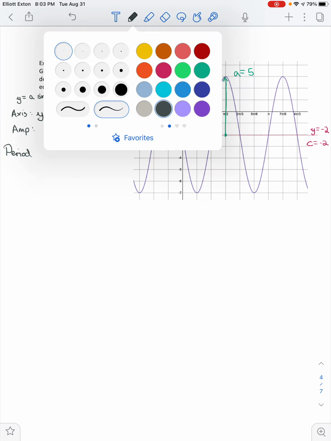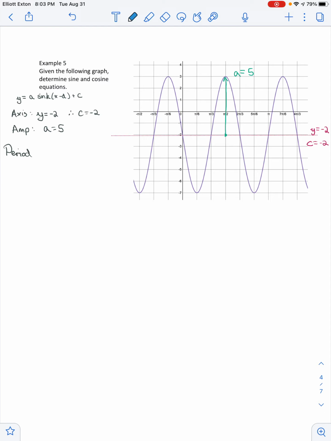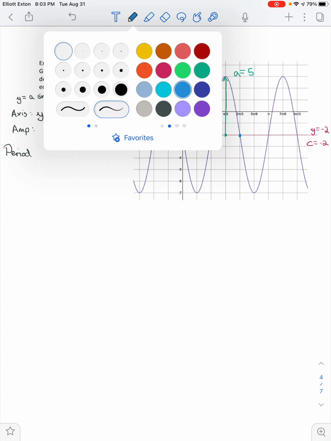To find the period, we need to look at how long it takes, what's the distance by way of x, for this function to complete one full cycle, to complete one period. So if I'm looking at this point here at the y-intercept, and I follow the function round to complete one full cycle until there, I can see that that distance is 2 pi over 3.